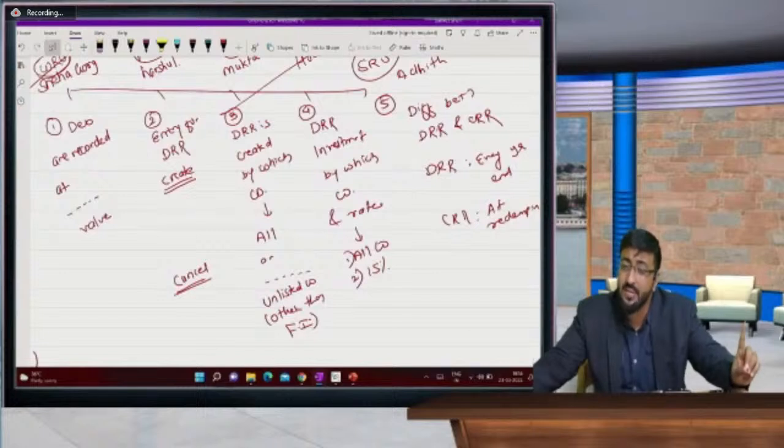See, DRR is nothing but you are blocking your profits from the P&L account. And it is nothing related to any asset that you are creating. So there is no relationship between DRR and DRR investment. DRR is out of profits. DRR investment is out of your bank balance. So the investment, that is the 15% investment you have to do. And here you have to block your profit by 10%, so that this is not available to shareholders.